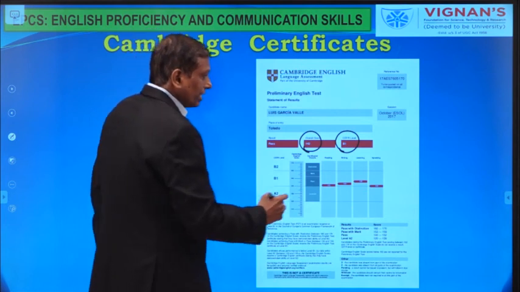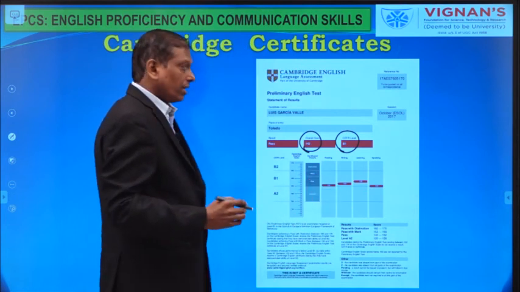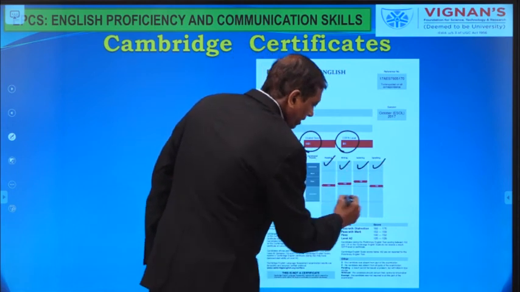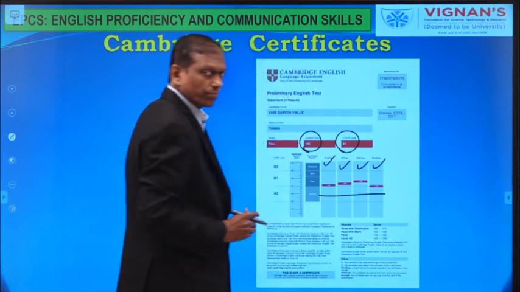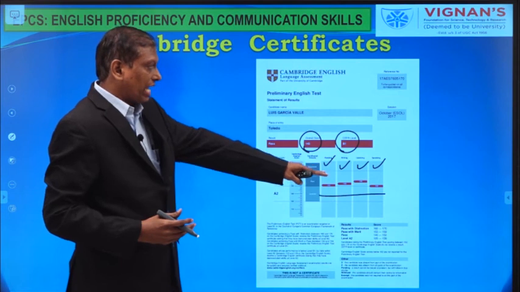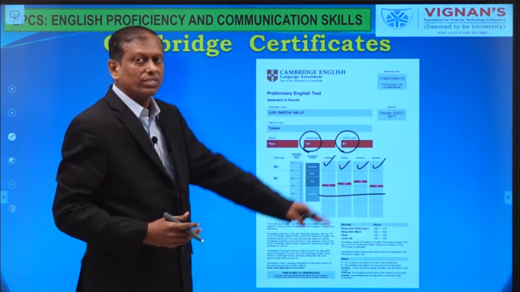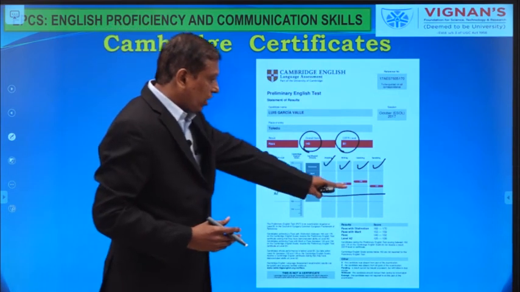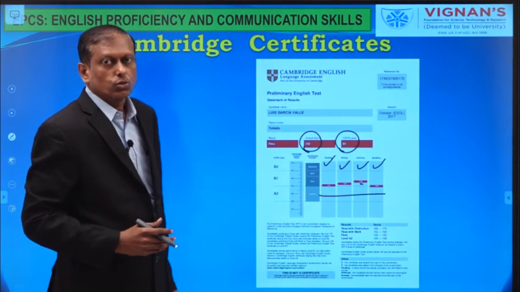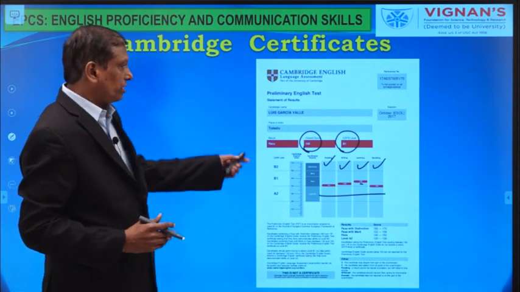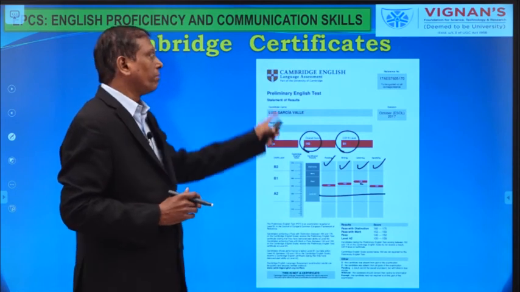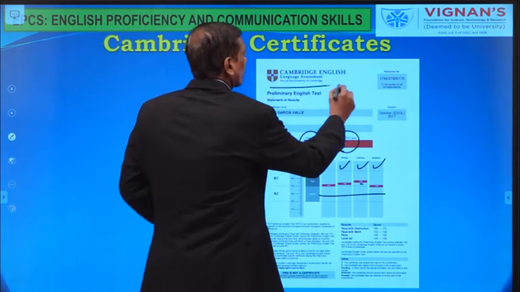And not only that, in each skill, in reading, writing, listening, speaking, where do you stand? Those bars would show your level of language proficiency in each of these skills. The average of these 4 skills would be given as your total score. And this score sheet would be directly sent to the mails of the students by Cambridge English Language Assessment.